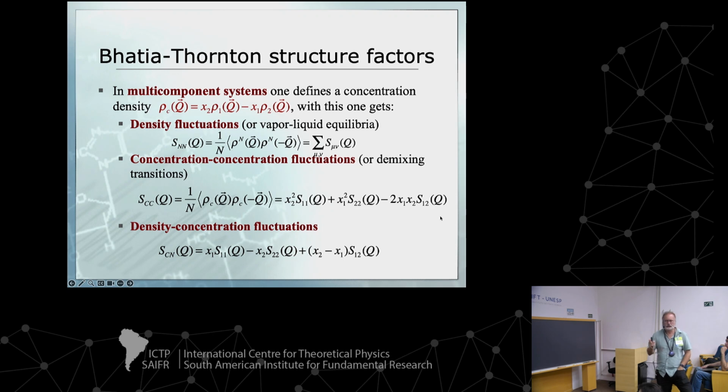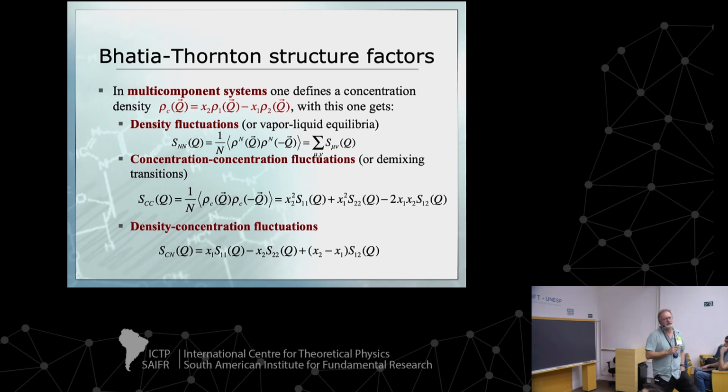Why is this useful? We have seen that when Q goes to 0 in a single component system, if there is a divergence, you have a critical point. What happens when you have two-component systems?